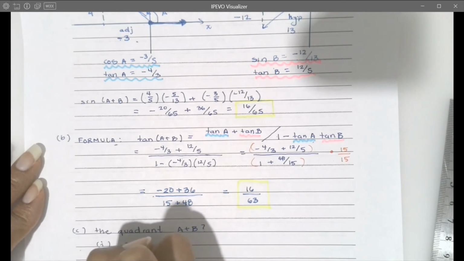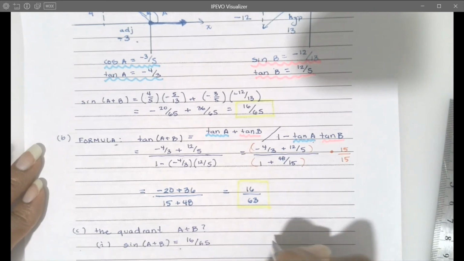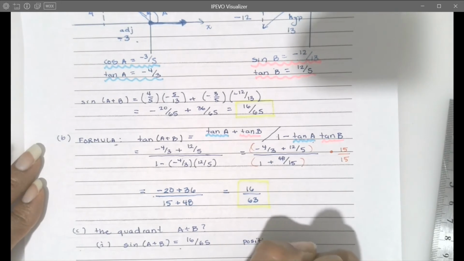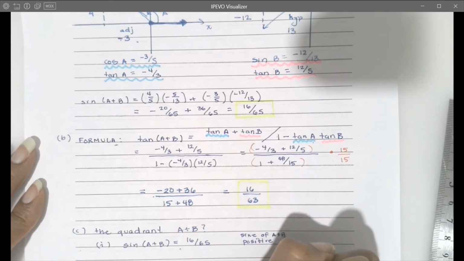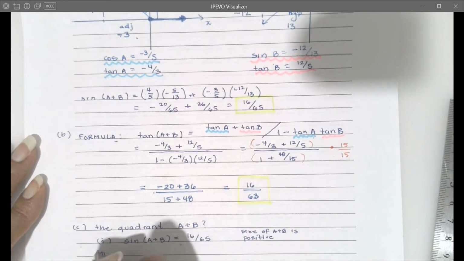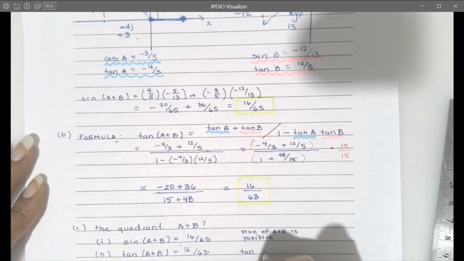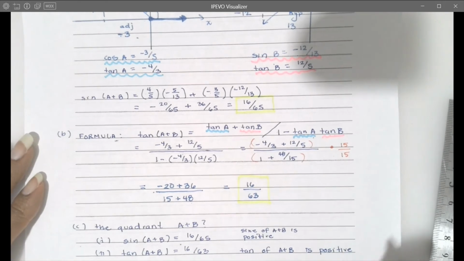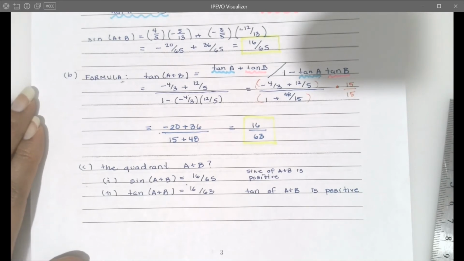So one piece of information that we found is that sine of A plus B is equal to 16 over 65, right? So it's positive. The sine of the angle is positive. The second thing that we found out is that tangent of A plus B is 16 over 63, which is also positive. So now if we think about in which quadrant, 1, 2, 3, or 4, do we have both sine and tangent being positive? Well, let's see.